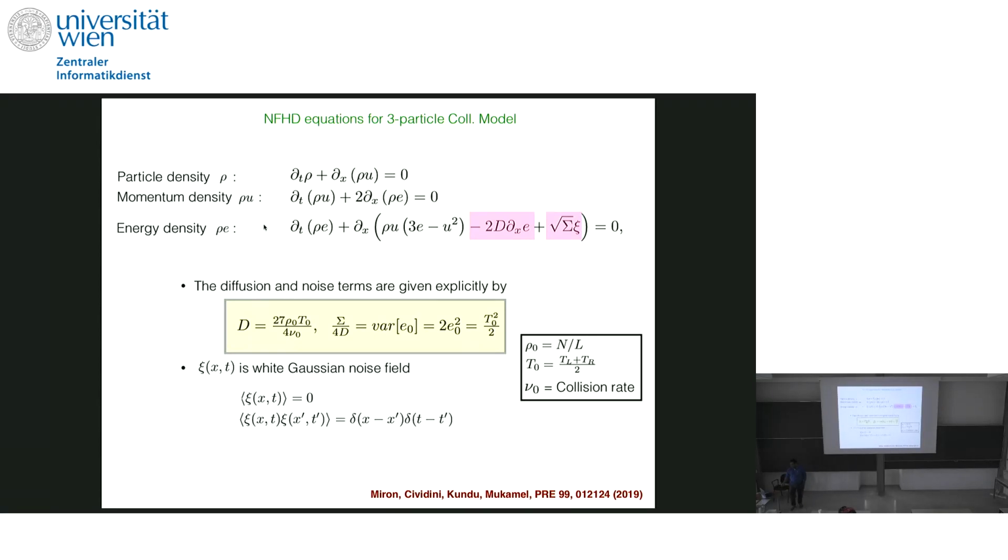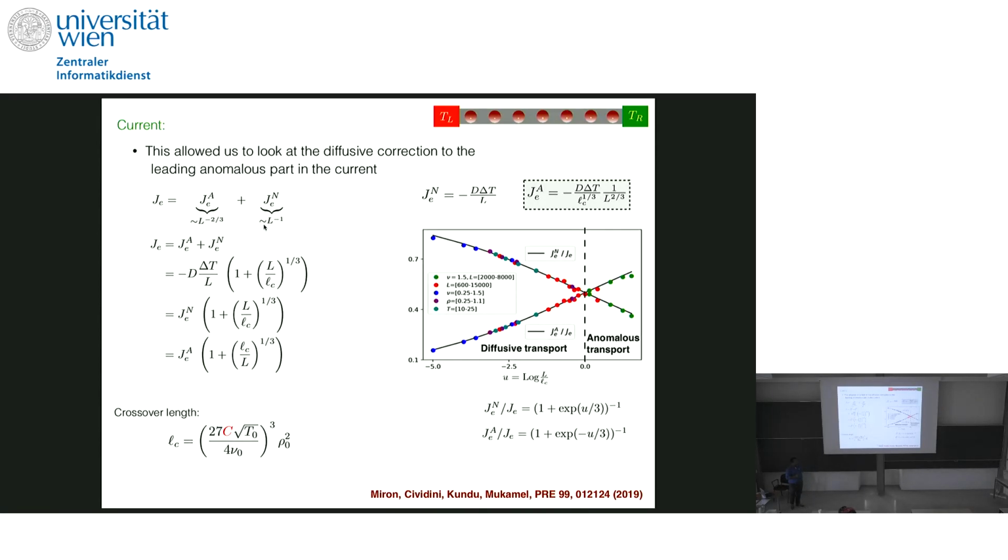Okay, so as I said, this system exhibits anomalous transport. So in a non-equilibrium setting where you put reservoirs at the two ends, the current decays in the leading order as 1 over L to the power 2/3. So alpha is 2/3, between 0 and 1. But since we know the diffusive term explicitly, we know the next correction, which is the diffusion correction, which is order 1 over L. So this is the current system size dependence.